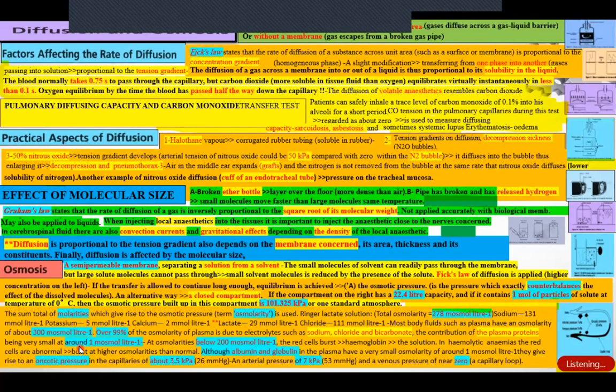Albumin is the most important protein that creates an osmotic pressure, but it is a very low figure. But it's important whenever we have a capillary loop, as you can see.